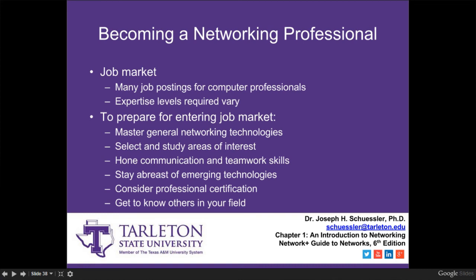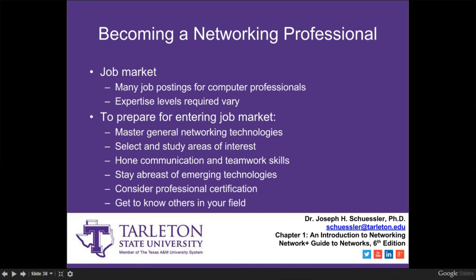Hone your communication and teamwork skills. This is an area that a lot of students struggle with and don't particularly care to work in teams. They, especially younger students, aren't adept at communicating in a more professional environment yet. So work on these skills. Join various professional organizations. We'll talk about that a little bit later. But join some of those professional organizations and get out there and network and talk to people. The more you do it, the better you will get at it. So that's something you need to work on.